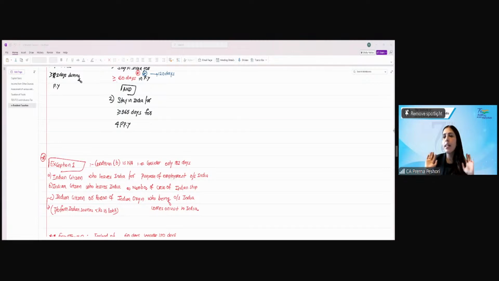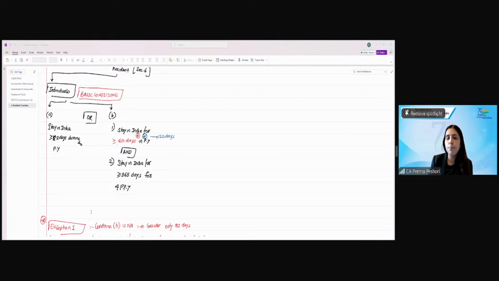I was all this while an Indian resident. Now I feel I want to gain the experience of the international market also. So therefore, I'm taking the employment outside India. In that particular case, what will be my residential criteria? What will be the number of days that you will consider for me to determine my residential status? 182 days. Correct. You will not look at this condition at all.